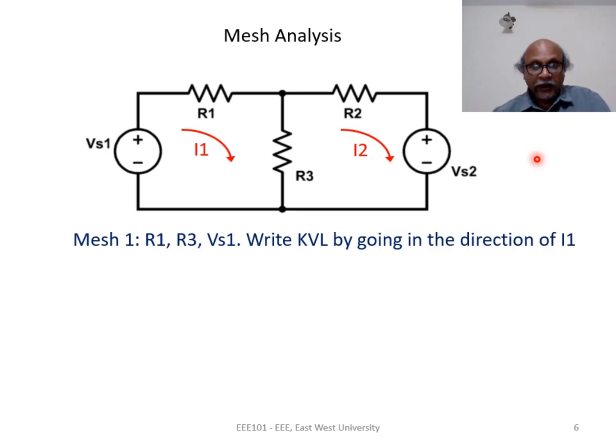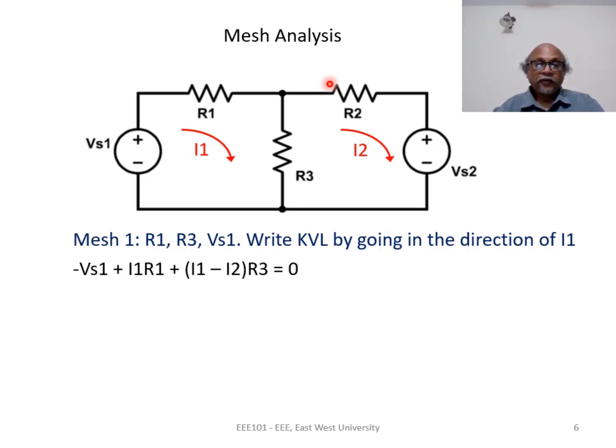So if we write the mesh equation for mesh 1, the voltage drop for R1 is I1 R1. The voltage drop for R3 is (I1 minus I2) times R3, and Vs1 is a voltage rise, so on the left hand side it appears with a negative sign. And the algebraic sum of all the voltage drops is equal to 0.